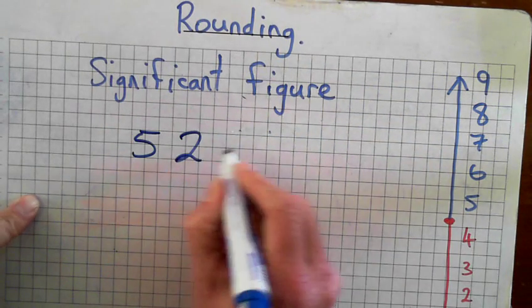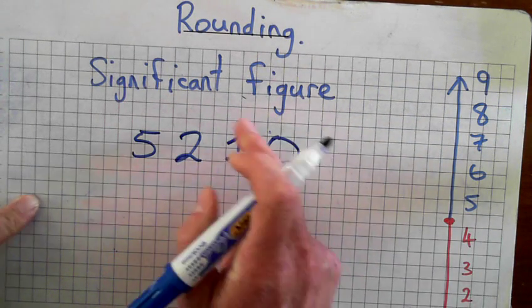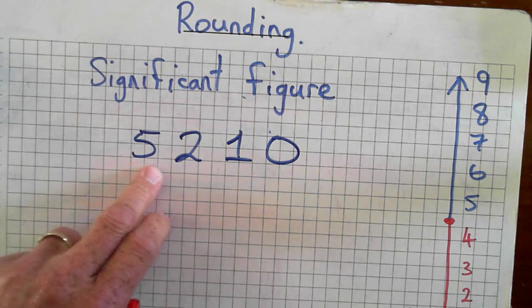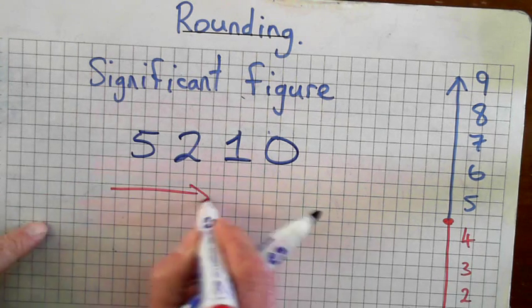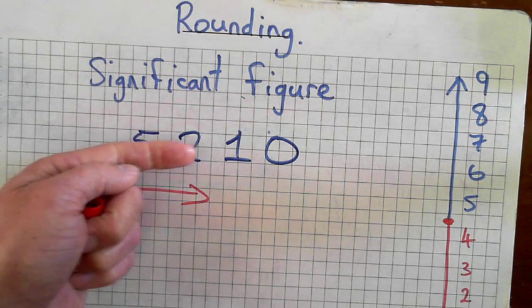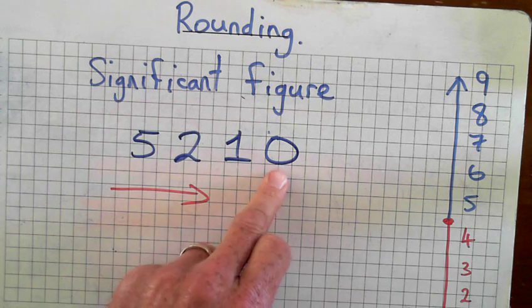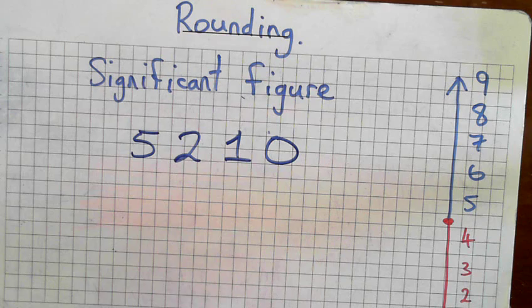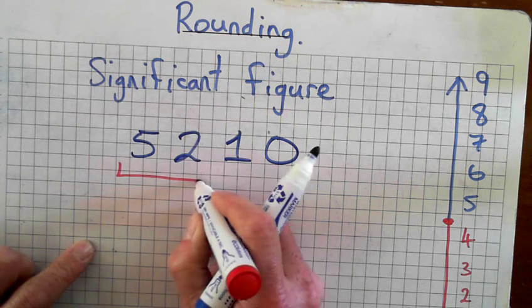Another example, 5210. Okay, is that already written to 3 significant figures? Yeah. It is, because we have 3 figures coming from the left hand side. We have 1, 2, 3 figures, and the last figure is a 0. That is already written to 3 significant figures. Now I'm going to write it to 2 significant figures.